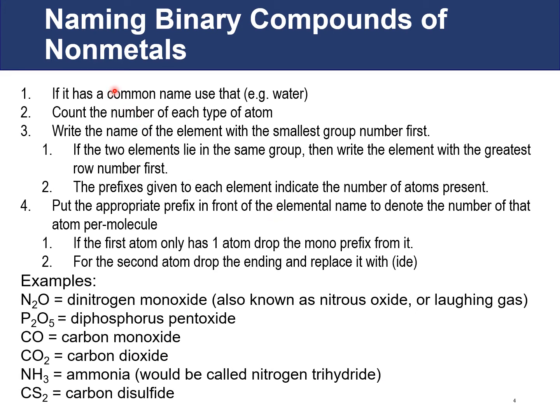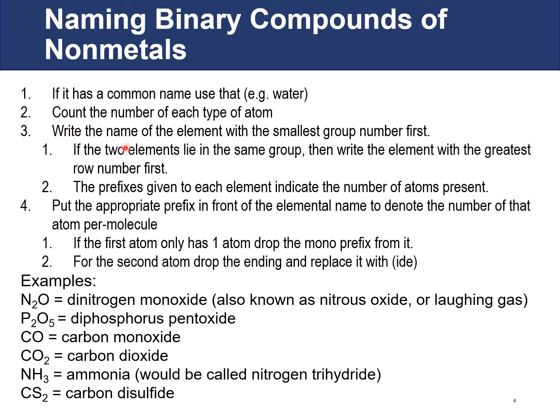So the general schema for naming our binary compounds, first is if it has a common name, we use the common name. So for water, which is H2O, we call it water. It is not called dihydrogen monoxide, it is just water. If a compound doesn't have a common name, then we proceed through the rest of our steps. First, we will count the number of each atom.